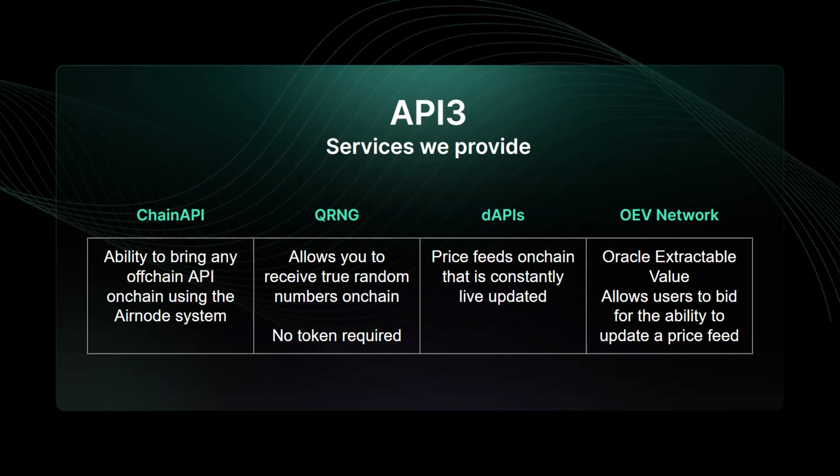DAPIs, which we're going to cover today, are price feeds on chain, how to get a price feed of ETH, wrapped BTC, or some other random token. And then our latest one, which I'll mention a little bit, is our OEV network, which is Oracle Extractable Value. It allows people to bid to update price feeds before they get updated. I'll explain a little bit more detail about that, but that's more complicated, more deep into the DeFi space.